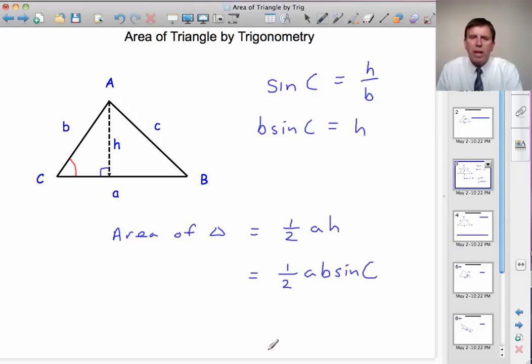But it's important to recognise the patterns because the triangle might not be called ABC and you might not be asked to deal with angle C. So what we have here, it's a half multiplied by this side, multiplied by that side, multiplied by the sine of the angle in between them. And that's the pattern you have to recognise.